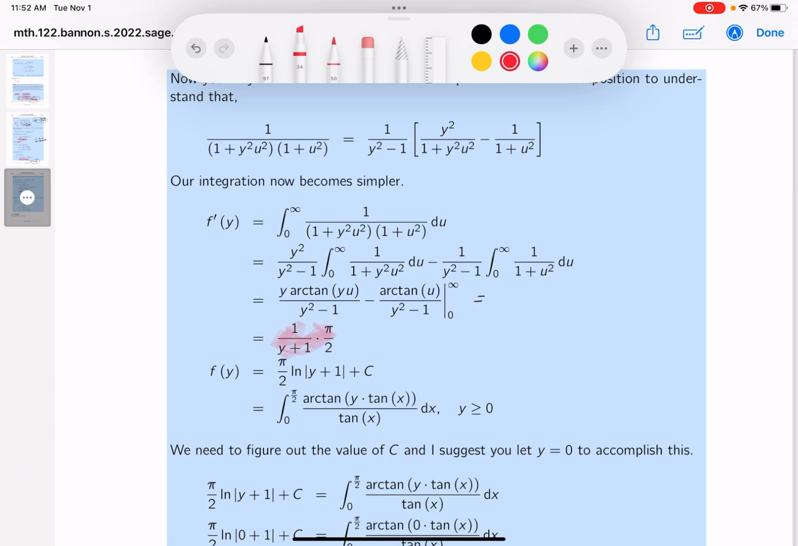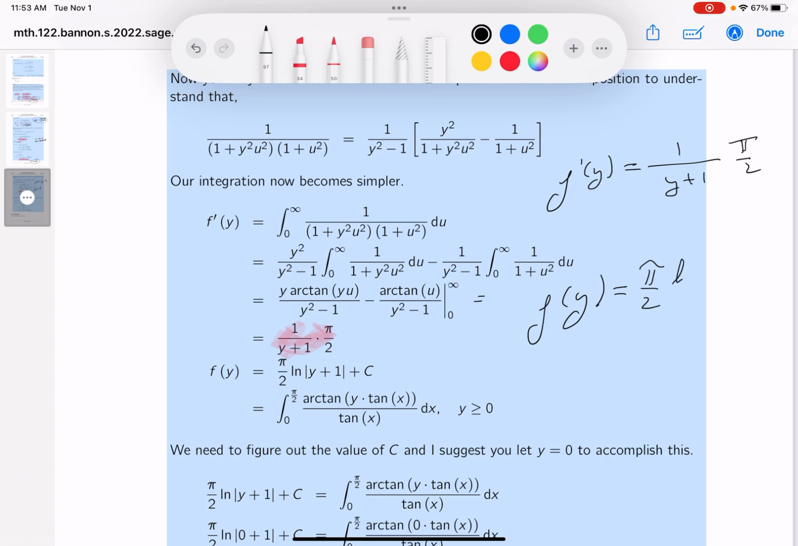All right? Now someone says, are we out of the woods yet? Not really. What I know is f prime is equal to this over here. What I have to do, though, is find f of y. And I do that by integration. This is a very simple integration, though. It's going to be pi over 2 natural log, absolute value, y plus 1 plus c. All right? So I know what f of y is. It's that. Let me erase this over here and tell you where that's written down for you now. That's written right over here.